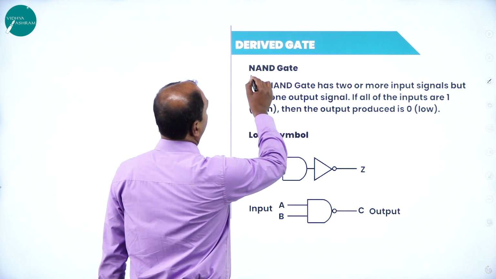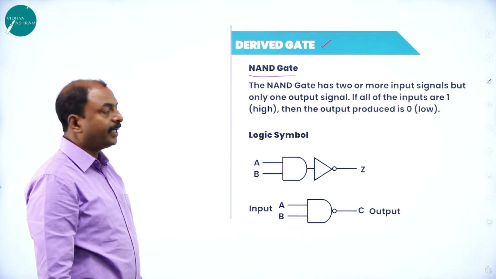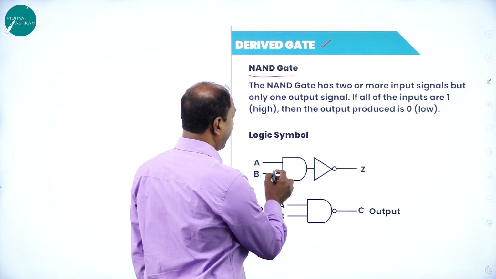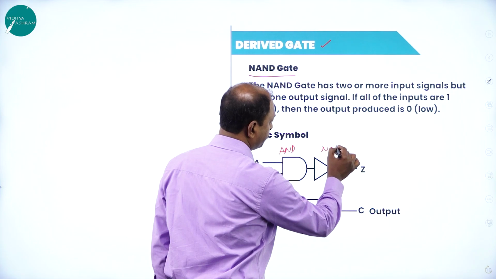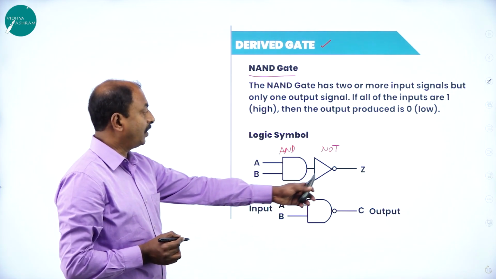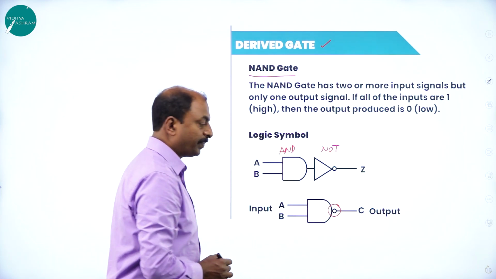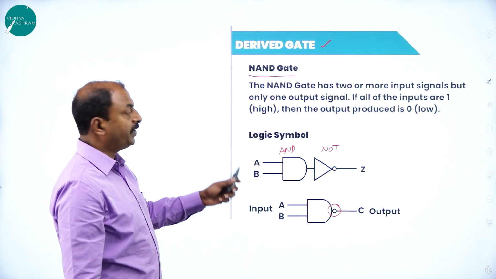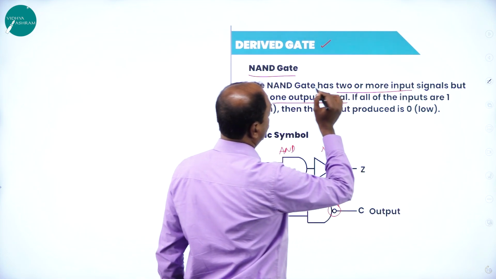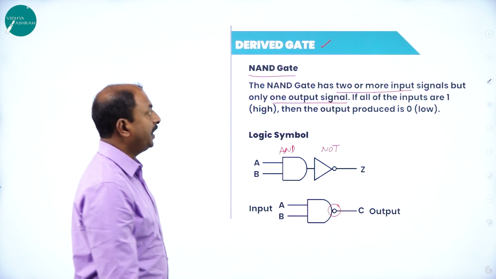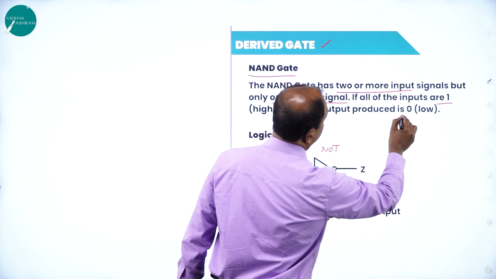Next one is NAND gate. This is another type of derived gate. And NAND gate is nothing but AND gate followed by NOT gate. And we represent AND gate with a bubble here. So this represents your NAND gate. And the definition is, the NAND gate has two or more inputs and always produces one output signal. And the definition is, if all the inputs are 1, or high, the output is 0.